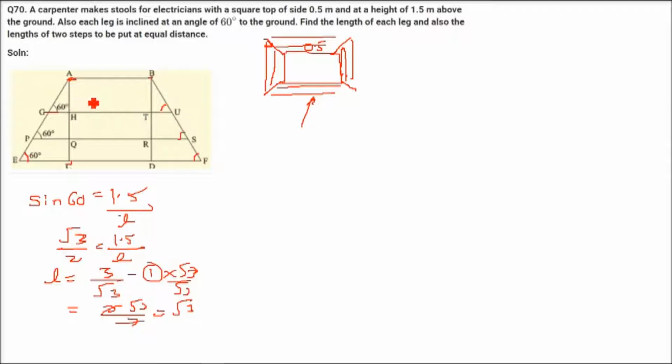So this length we have got. Now take this triangle, the small triangle. If you see, these are at equal distance. This is 0.5, this is 0.5, this is 0.5. I'm saying that from here to here it is 1.5, and we have to put it at equal distance. So this will be 0.5, this will be 0.5, this will be 0.5.